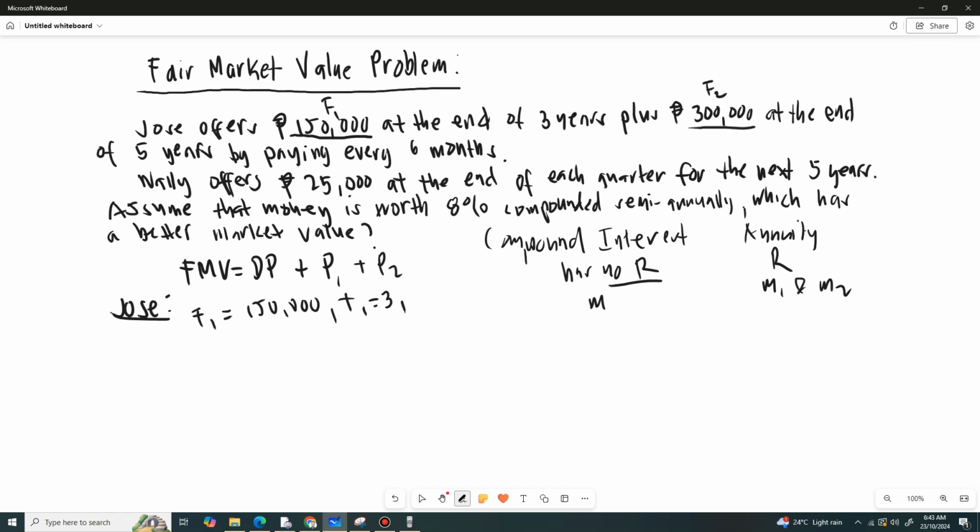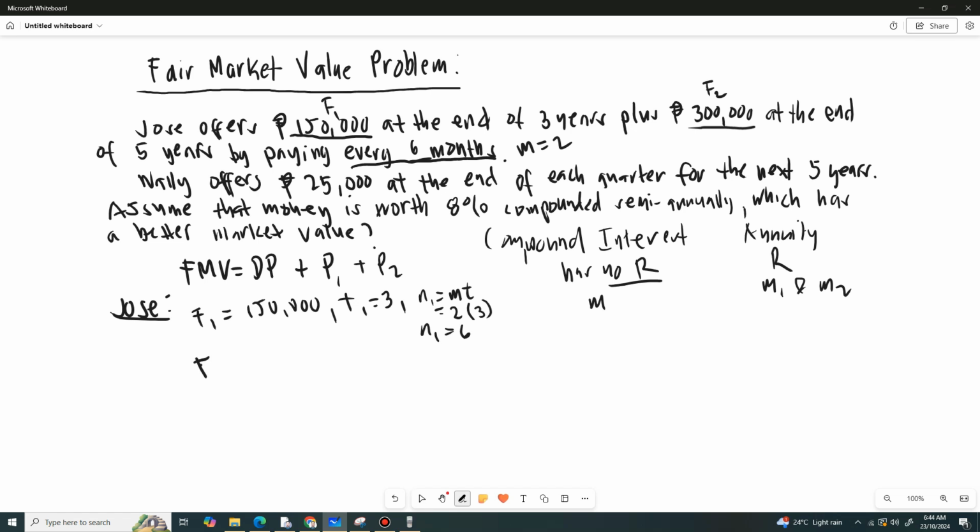And then N1 is M times T. The M for this is 6 months. Every 6 months, this means M is equals to 2, which is semi-annually. Every 6 months is the same as semi-annual. So we have M is 2 times 3. So N1 therefore is 6.